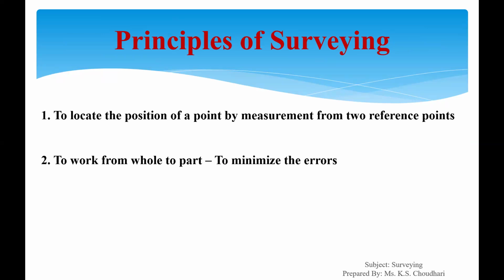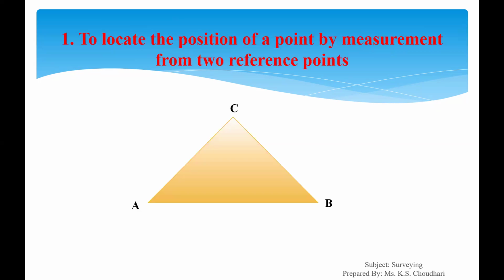Now, the principles of survey. Number one, to locate the position of a point by measurement from two reference points. And number two, to work from whole to part. This is done to minimize the errors. Now we will have an explanation of it.